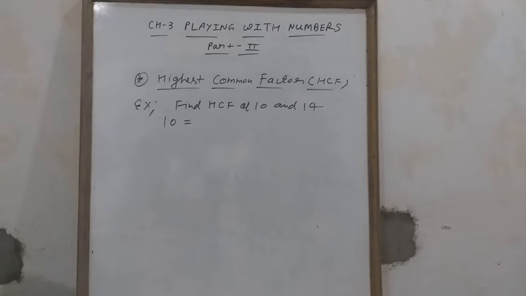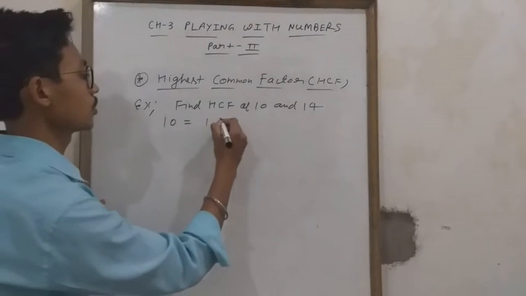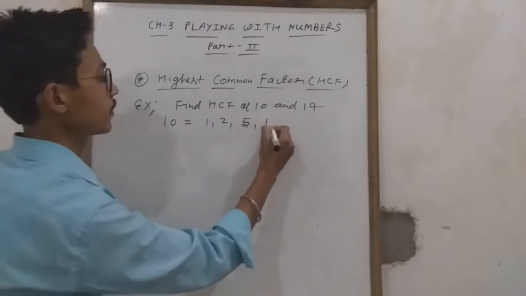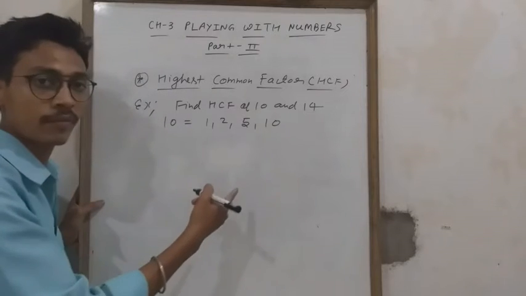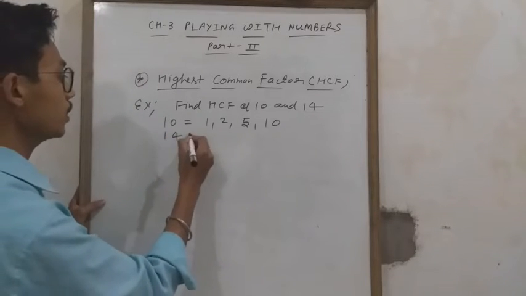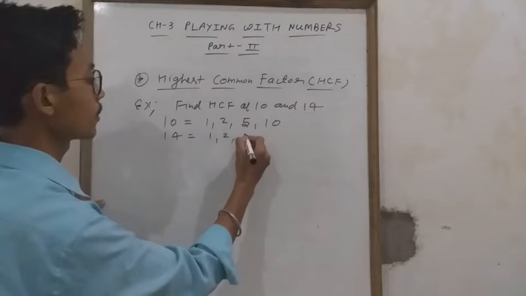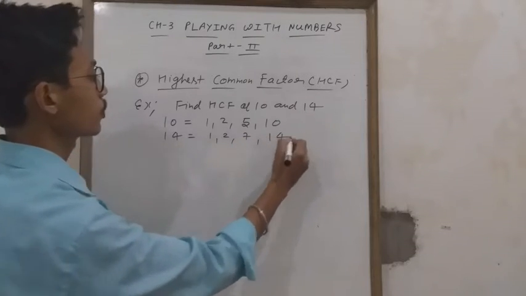Everyone knows the factors of 10 are 1, 2, 5, 10 itself. This is the factor of 10. What are the factors of 14, students? 1, 2, 7 and 14.